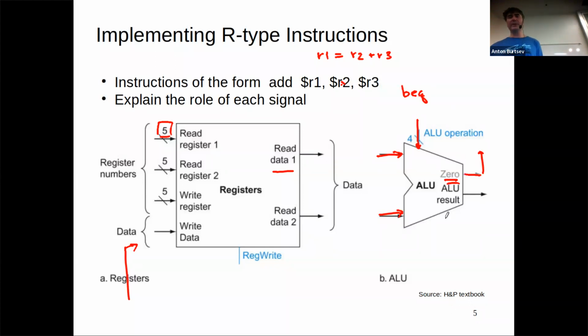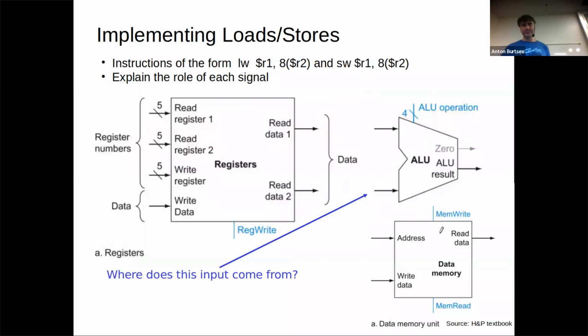That's what we want to do here. Or we can get the ALU result itself. Now let's implement an example of a load and store. For this ALU, same story, but we have one register as an input and one constant immediate operand as an input. One of them will be a register, so R2, for example.